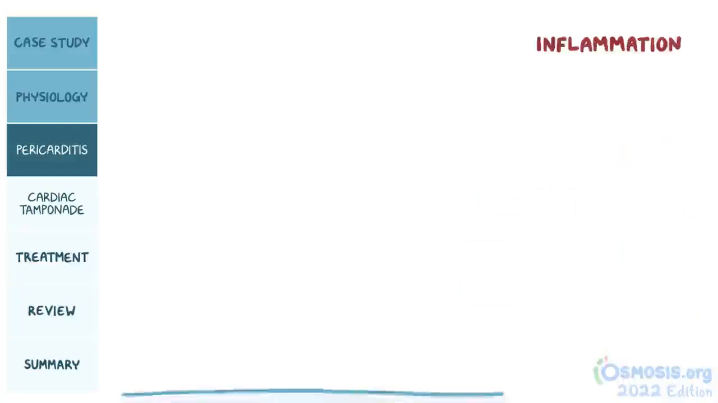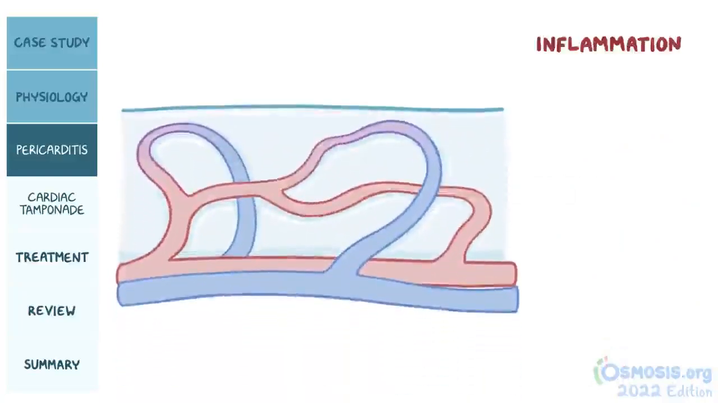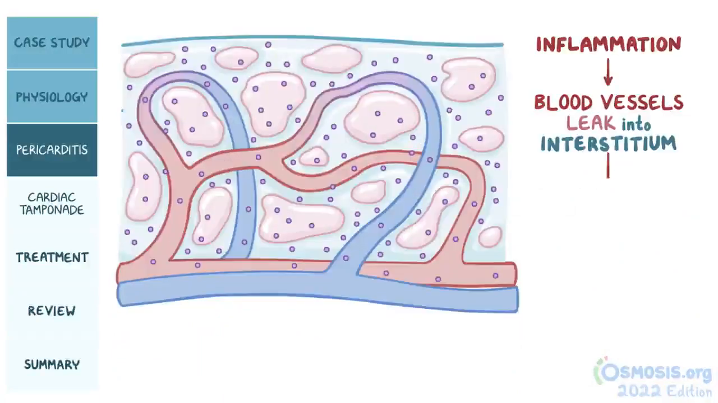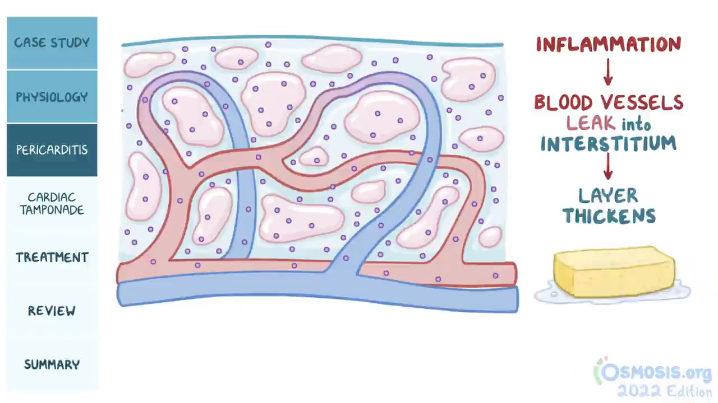Now, inflammation of the pericardium causes the fluid and immune cells in tiny blood vessels in the fibrous and serous pericardium to leak into the interstitium of those layers, making the layer itself a bit thicker and more boggy. Think of how a piece of dry sponge thickens as it soaks up fluid.